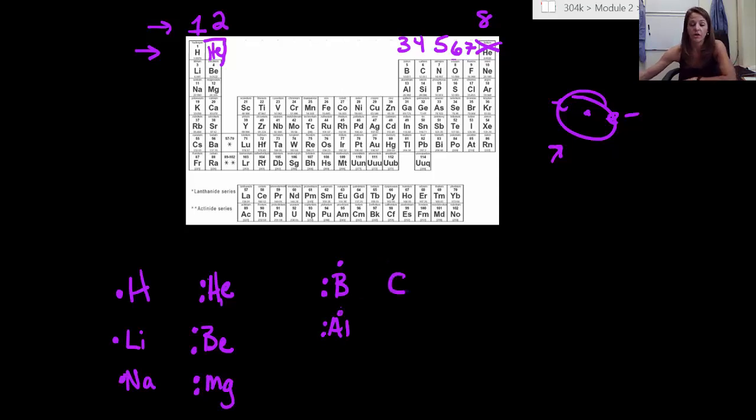Now let's go to carbon. Carbon has 4 valence electrons. So 1, 2 go together. The rest, it doesn't matter. 3 and 4. I could have put 1 up here in this spot. It doesn't matter. We just want to be consistent and only have 4 total.